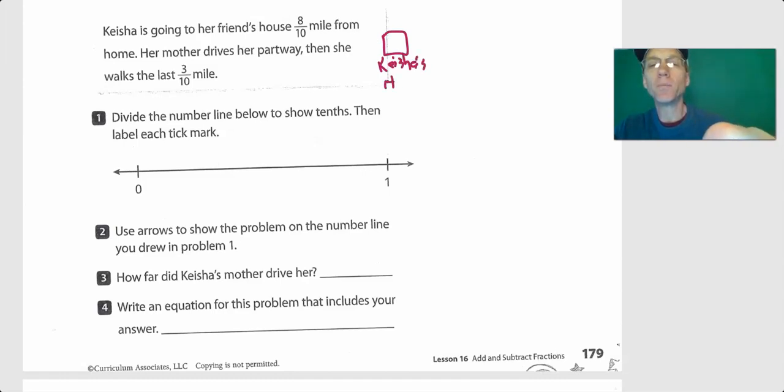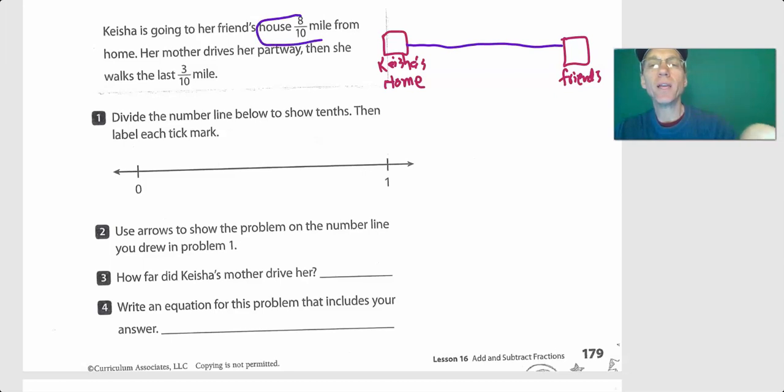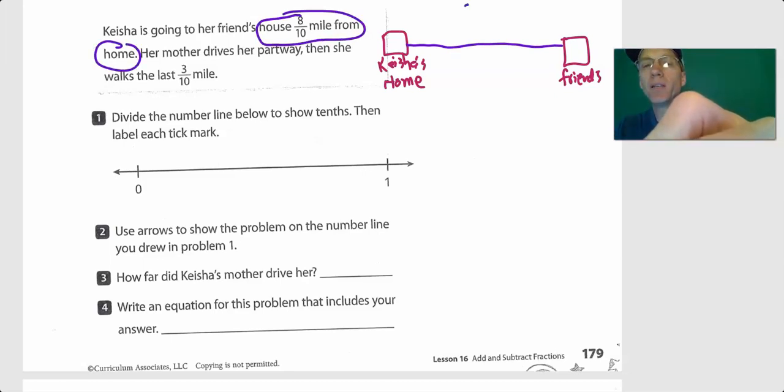This could be Keisha's home. And she's going to her friend's. Could even just say K and then F for friends, okay? So she's going to get in the car, and her mom is going to drive her. She's going to her friend's house 8/10 of a mile from home. So we know that, let's put that on here. So her house is 8/10 of a mile from the home. So that means this is 8/10.